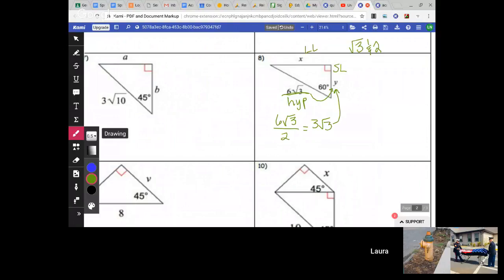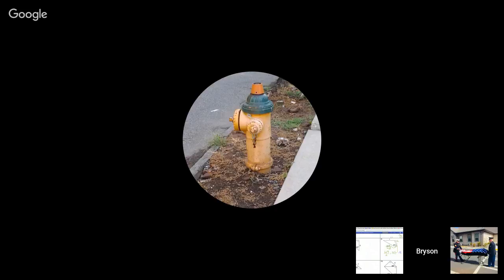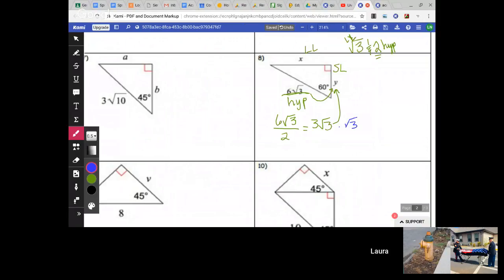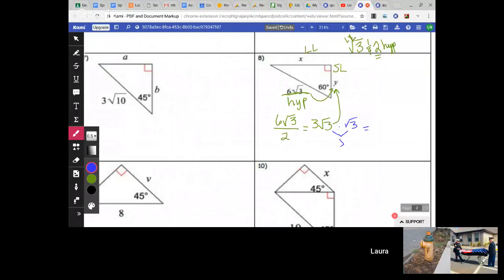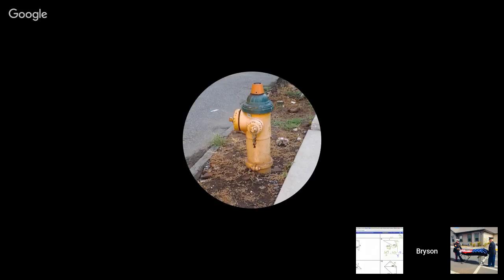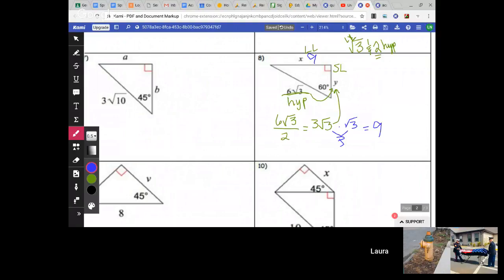We used the 2 that goes with the hypotenuse, which means the root 3 goes with the long leg. So if you know the short leg and you want the long leg, what do you need to do? Multiply it by root 3. So if you multiply 3 root 3 times root 3, what do you get? 3 times 3, which would be 9. You got it. So your long leg up here is 9.